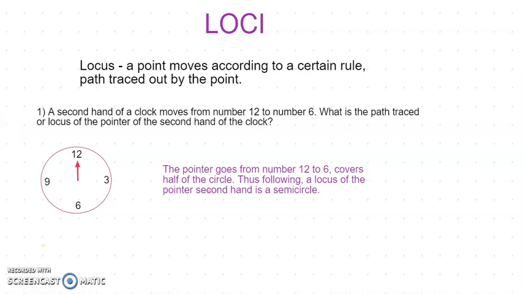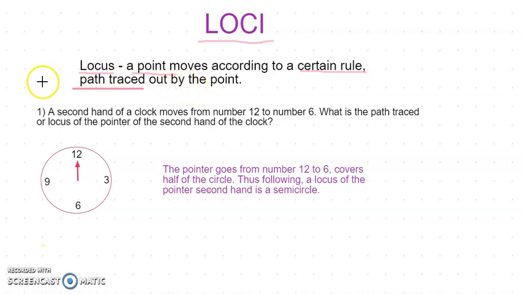Hello everyone, so today we are going to learn about loci. So what exactly is loci? Loci is actually the plural of locus, okay? So a locus happens if a point moves according to a certain rule or condition, then the path traced out by the point is called a locus.